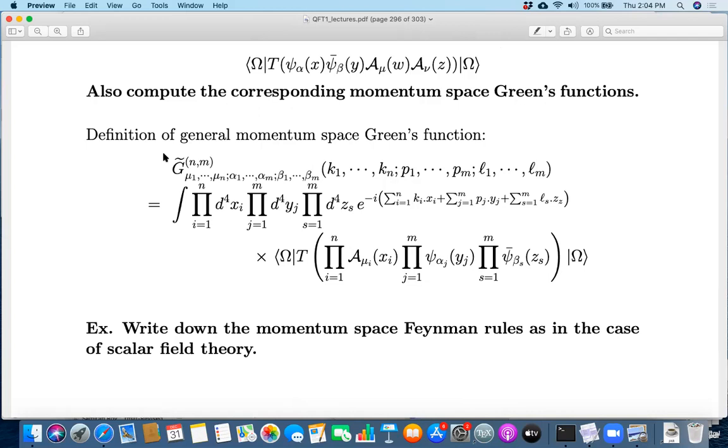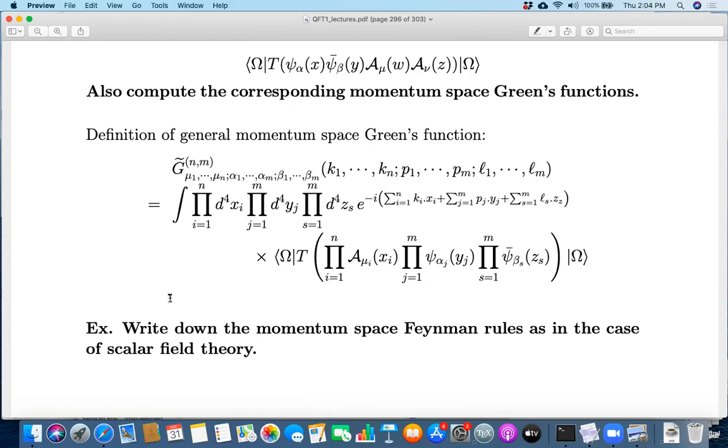And once I've defined the momentum space Green's function, you can write down the momentum space Feynman rules as in the case of scalar field theory. To calculate this G tilde n m, we don't have to first calculate the position space Green's function and then take the Fourier transform. There are direct momentum space Feynman rules that tell you how to calculate G tilde n m. This part of the analysis is very similar to what we had in the case of scalar field theory. Basically, you have to use the momentum space propagators and the momentum space interaction vertices, and that's what will give the momentum space Green's functions directly.